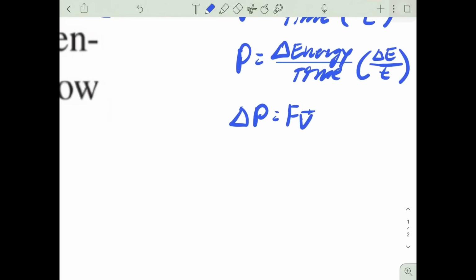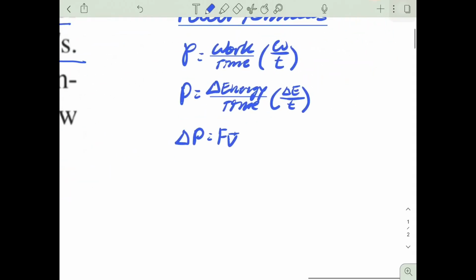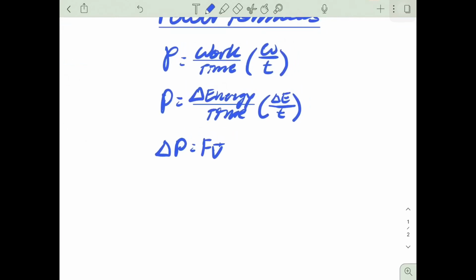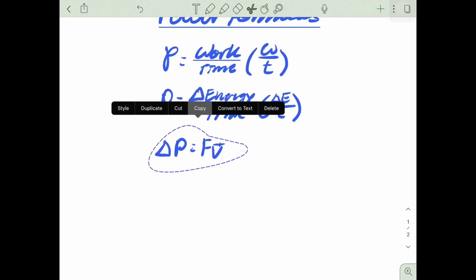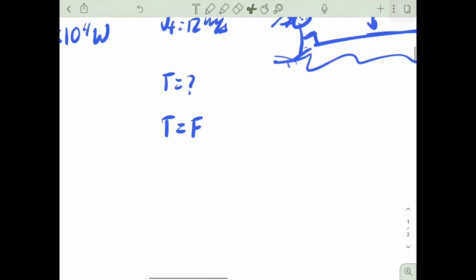We do know that velocity is a vector, but power itself is a scalar. So what we can do now is see from these three equations which one would definitely work in our problem. Out of all of these, this one has the variable that we want, since we already established that force is tension, because tension is a force.